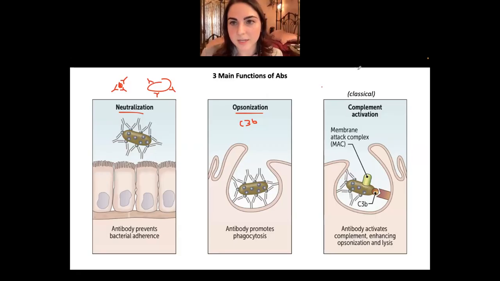And then we talked about this yesterday, but we know that if you have antigen antibody complexes, you can activate the classical complement system. And then with complement, you're going to get more opsonization, you're going to get lysis, and you're going to get the recruitment of neutrophils and other inflammatory cells to the area. Okay, so these are the three main functions of antibodies in general.